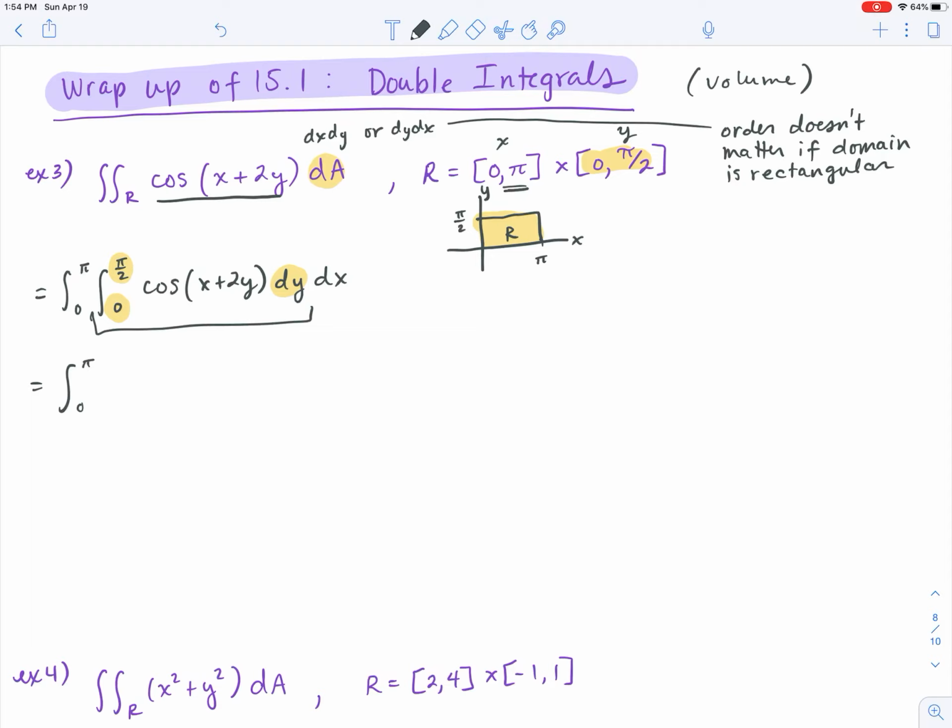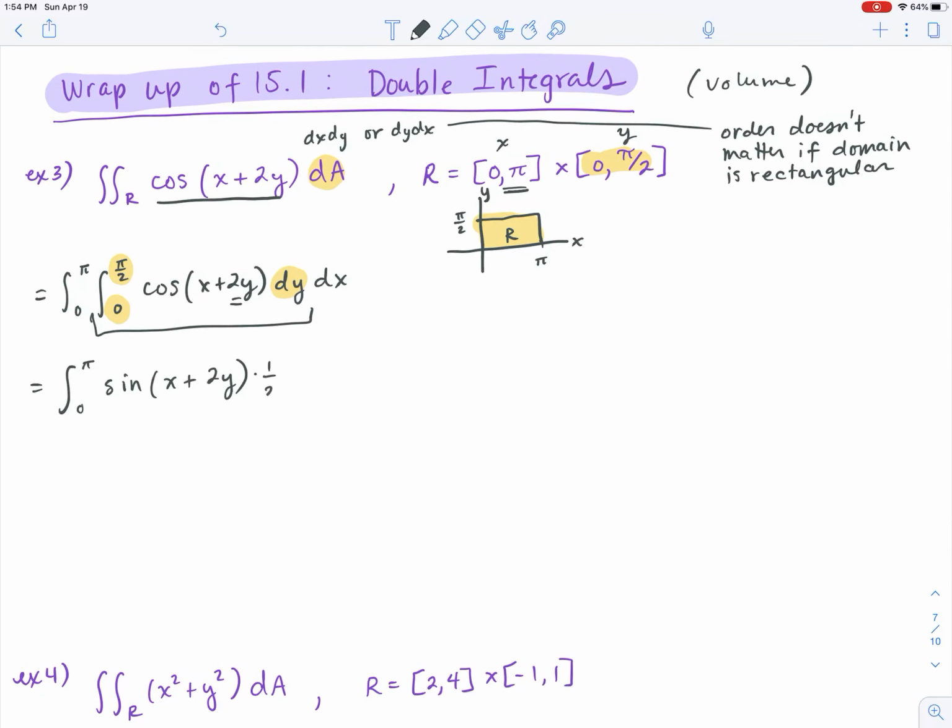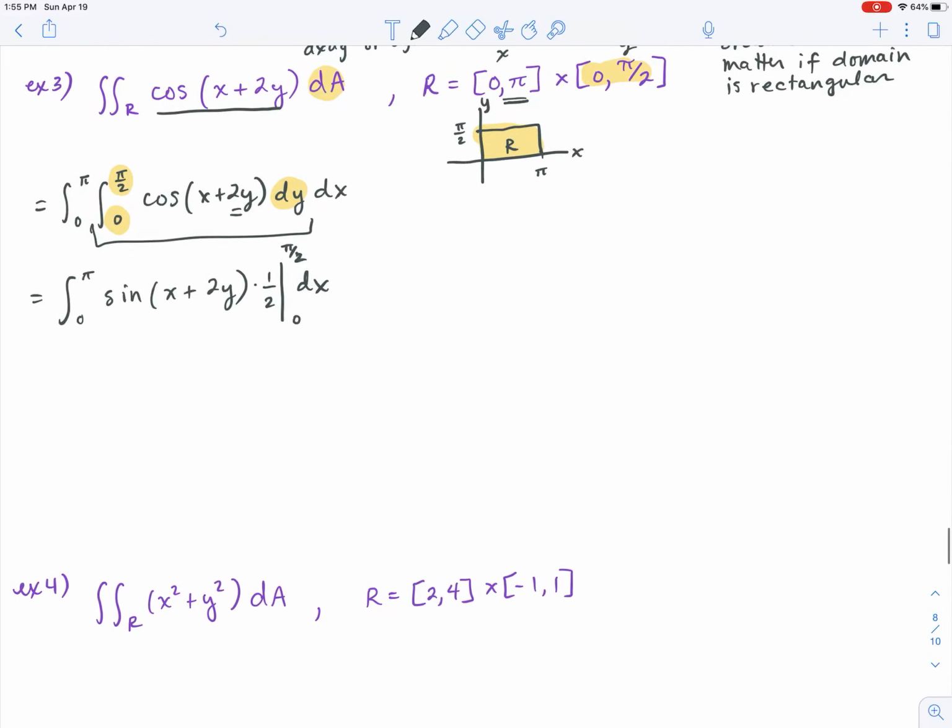Now, when we integrate with respect to y, we can treat x as a constant. So when we take the integral of cosine of x plus 2y dy, what we get is positive sine of x plus 2y times, we need to do the reverse chain rule. So the 2y, we need to multiply by 1/2 here. And then we have dx. Actually, that's not it. We need to put in the limits of integration from 0 to pi over 2. So the next step is to put in those limits.